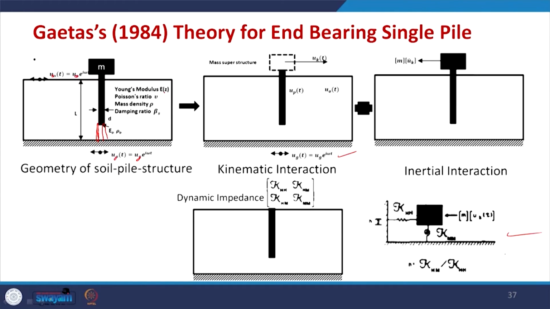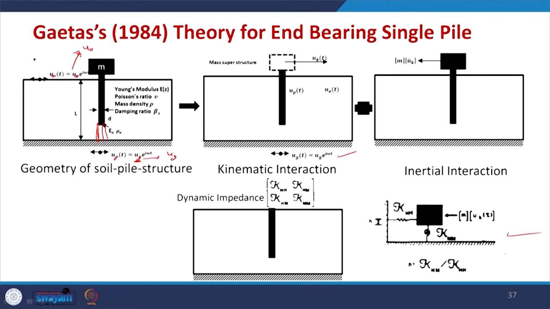What is done here is that the first step is called free field analysis, without considering any pile. Free field analysis means you have a soil stratum, you apply some motion at the fixed base and you get the output at the top. So, free field analysis will convert your amplitude UG into u naught. So, u naught divided by UG will give you the amplification ratio for a given frequency.